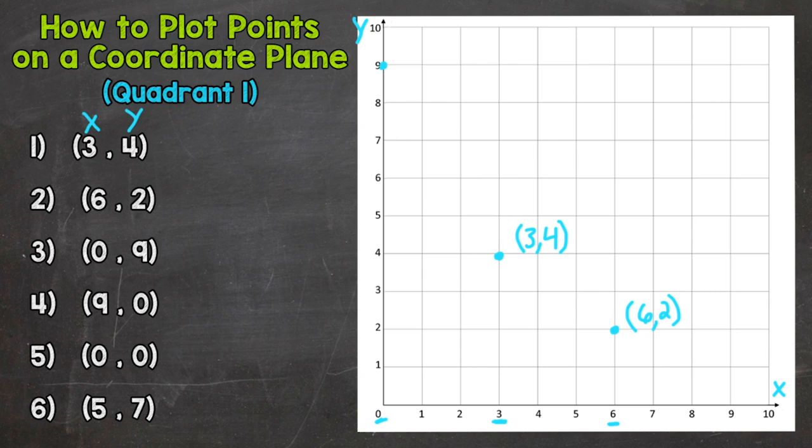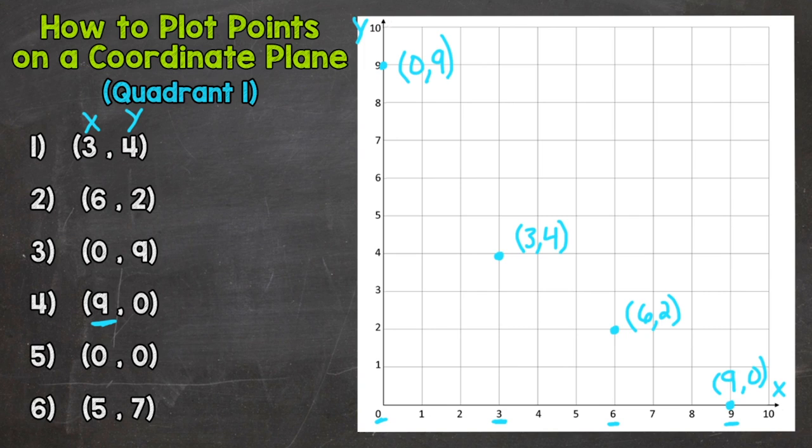Now number 4 is 9, 0. That is not the same as 0, 9 because here for number 4 our 9 is our x-coordinate. So we go over 9 and up 0. So we plot a point on our x-axis there. And we can label this one. So 9, 0. And I'm going to label the last one. This one was 0, 9.